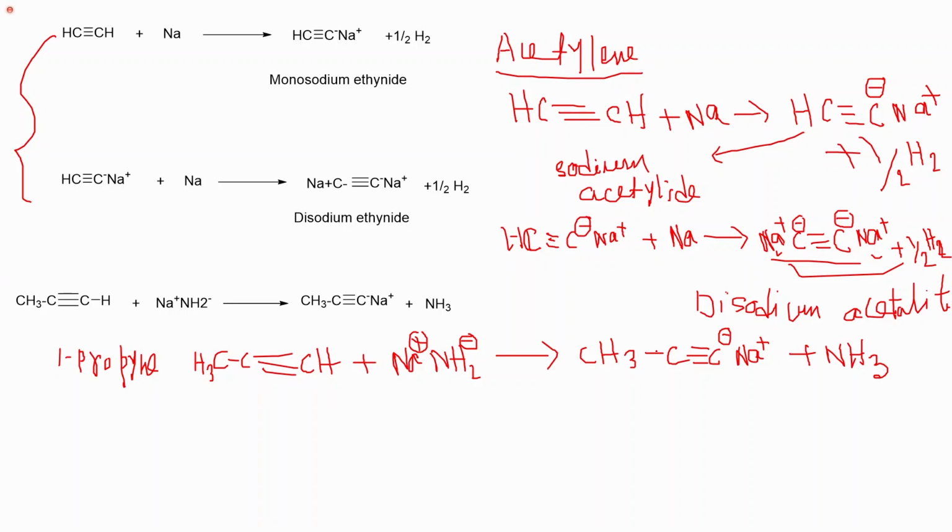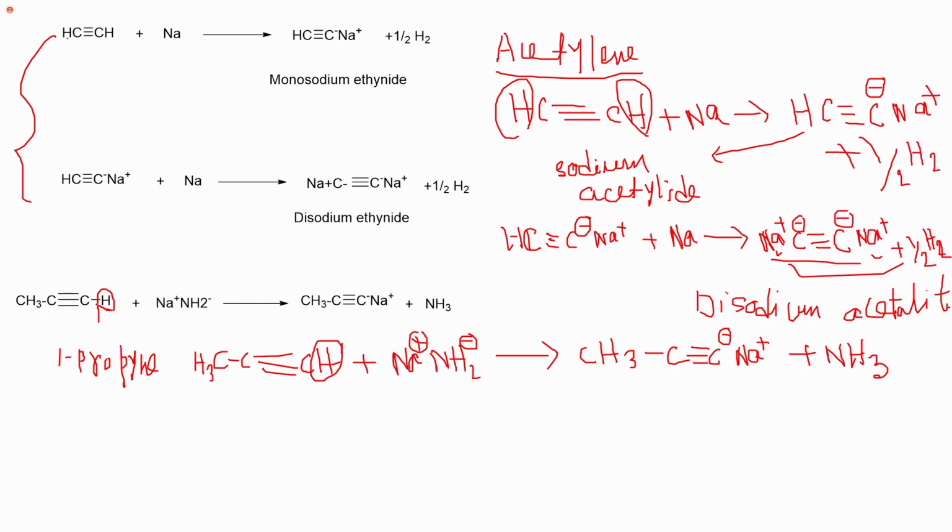Now it can again undergo the same kind of disodium acetylide formation. But here the disodium form is not possible because there is only one acidic CH proton, whereas in the acetylene moiety there are two protons. Because two protons are present in acetylene, the disodium compound can form in the case of acetylene. But in the case of 1-propyne, only one CH proton is there, so only one abstraction can happen in the presence of sodium metal or NaNH2.